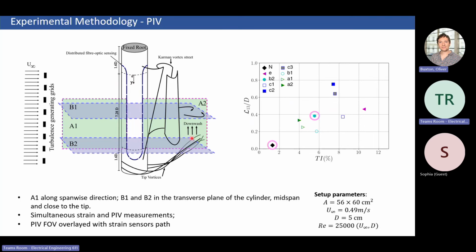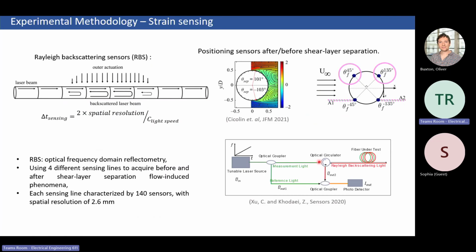You can see this green field of view in the spanwise direction. And then we've taken various planes at different locations along the cylinder. We capture that simultaneously with the fluctuating strain that is picked up by this distributed sensing network. And we expose the tower to different cases of free stream turbulence, where I can vary both the length scale and the intensity of the background turbulence to see how this background turbulence maps to fluctuating strain within the structure.